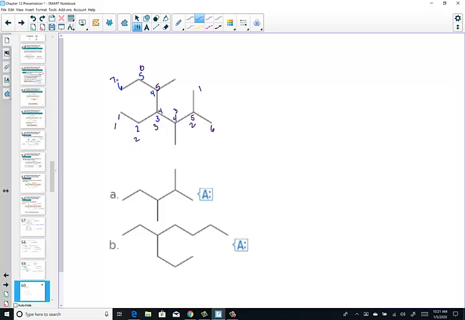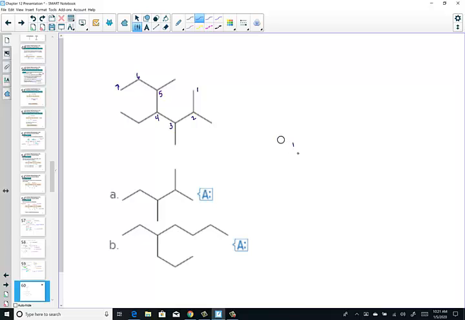How do I choose? I had to have found something longer. If I have to choose, I want the one with most branches. But now I found a 7. Let me kind of clean this up. I can find a 7 by going 1, 2, 3, 4, not down because that stops at 6, but up. 5, 6, 7 is the longest carbon chain.